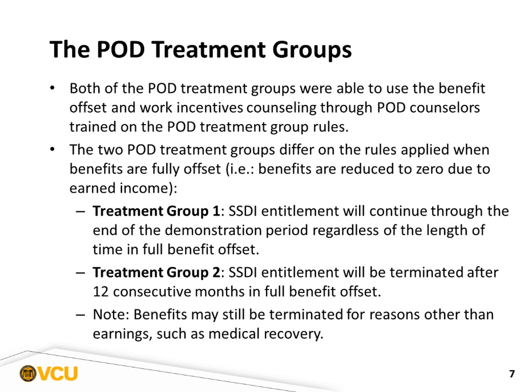So that person just kind of stays in the status where there's no check, but they're not terminated. They can come back into cash payment status if their wages fall below a certain level, and that just continues on throughout the life of the demonstration project. But people in treatment group 2 can have their SSDI entitlement terminated after 12 consecutive months in full benefit offset. So for those individuals, if their wages are high enough that the cash benefit goes to 0 after the POD offset is applied for 12 consecutive months, then individuals in this treatment group would be terminated from benefits.